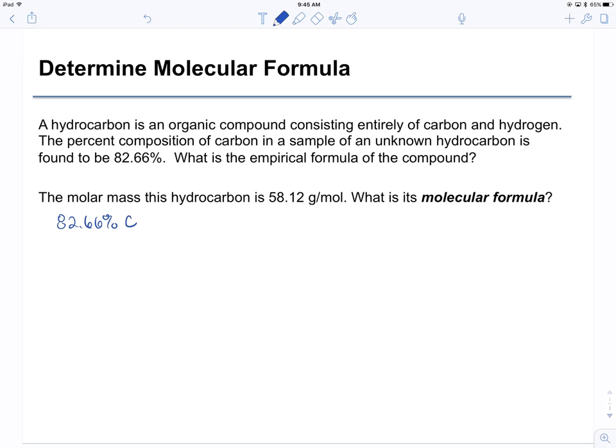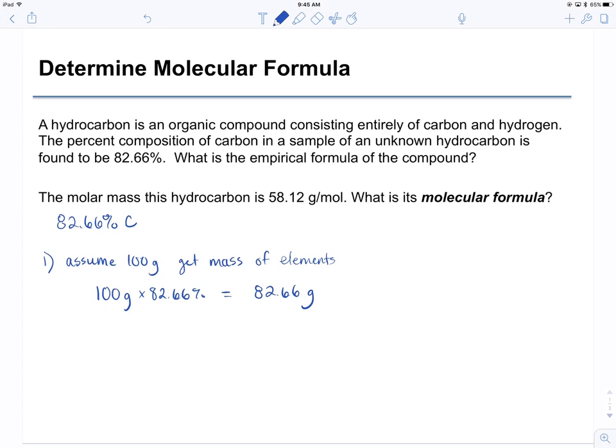So to start, we need to first assume a 100 gram sample and convert to masses of each individual element. So if there's 100 grams and 82.66% of that, we have 82.66 grams. And that's why we arbitrarily choose 100 grams, because my math works out really well.